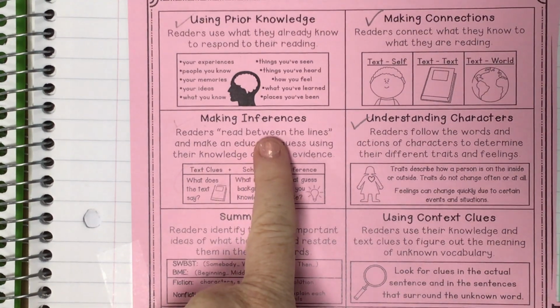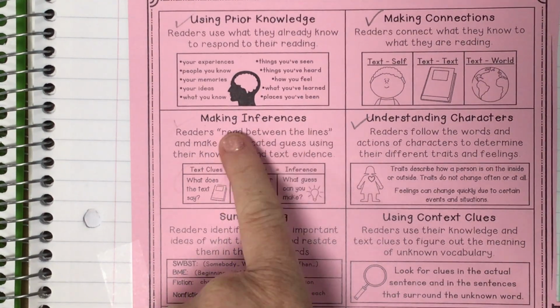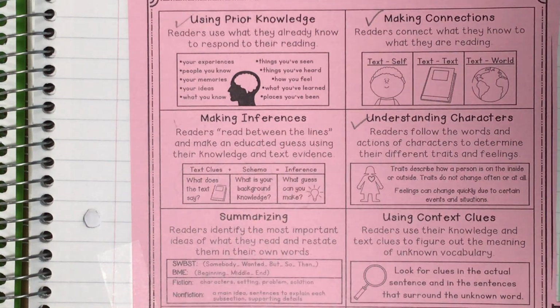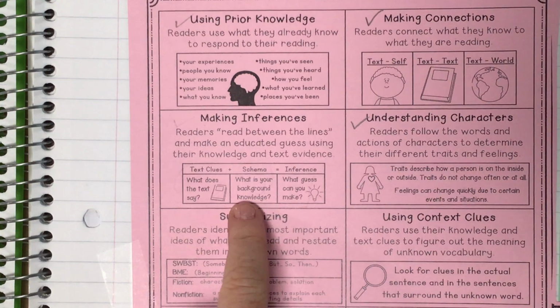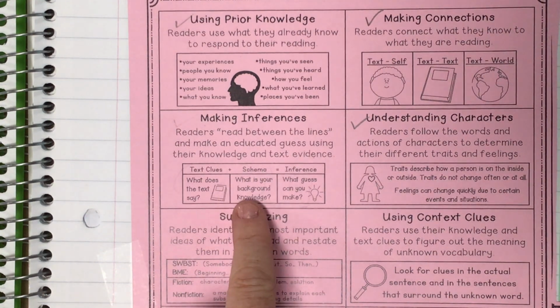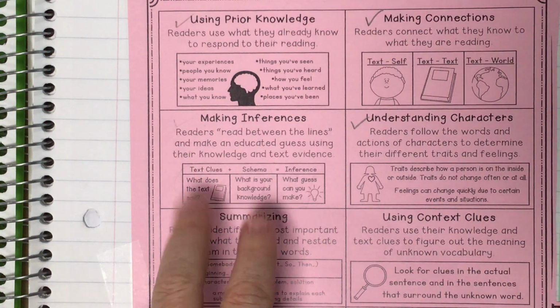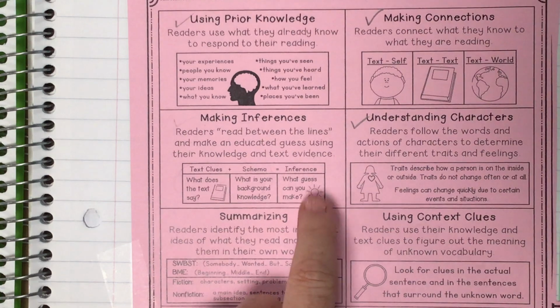Reading between the lines means that they're making an educated guess based on information, clues from the text, their schema, which is just a fancy way of saying their background knowledge, what they already know about the topic, and they use their clues and their schema to make a guess about something.